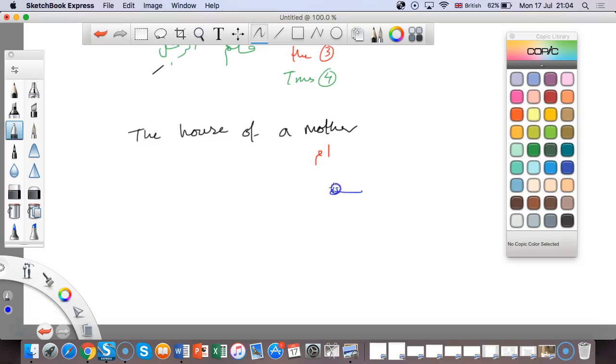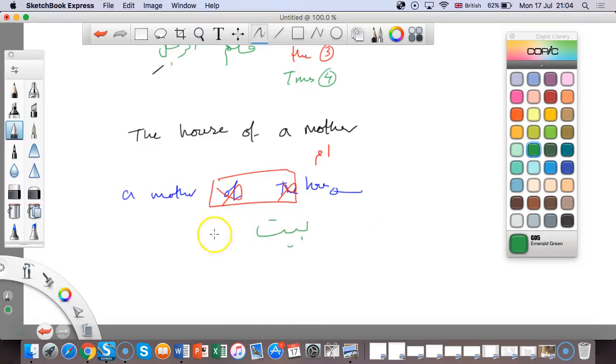Yeah, so okay, let's just do a quick translation there. The house of a mother. Let's get rid of the "of" and the "al". And then translate it. House is Bait and a mother. Yeah, Bait. We don't have to do what we did last week, which is to add a ta marbuta onto anything.